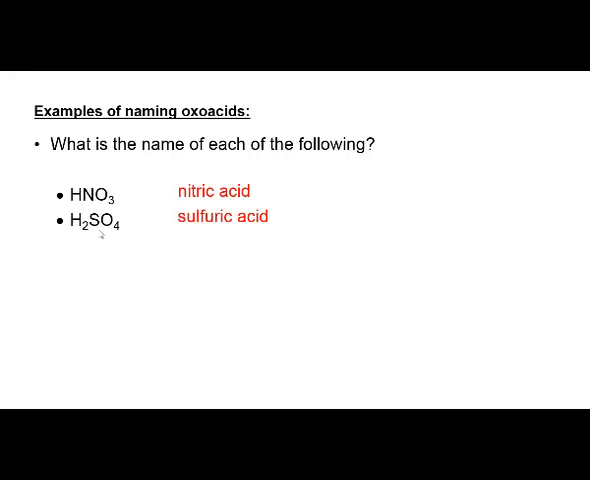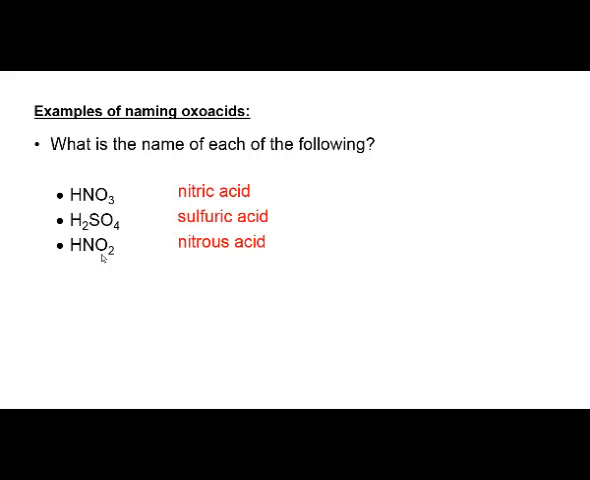Okay, and then if I were to look at the next formula, HNO2, I have to be careful here. We already had the nitrate ion, right? We had the nitrate ion as our first example. This oxoacid has one fewer oxygen. So I knew nitrate, if it loses an oxygen, goes to nitrite. And I know that ites go to ous. The nitrate went to an ic, right? Ate to ic. Here nitrite goes to ous, so it's nitrous acid.